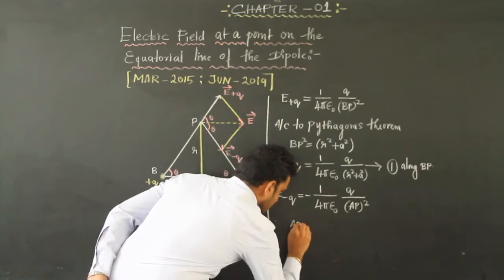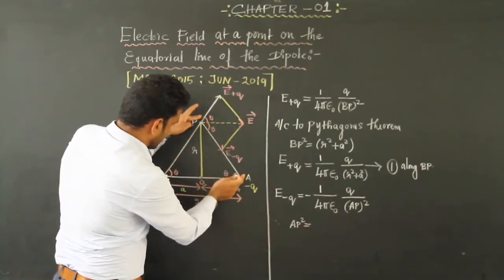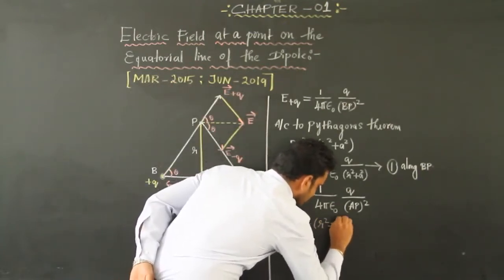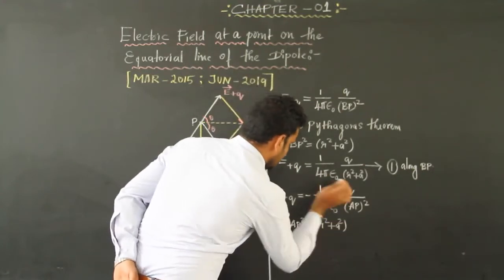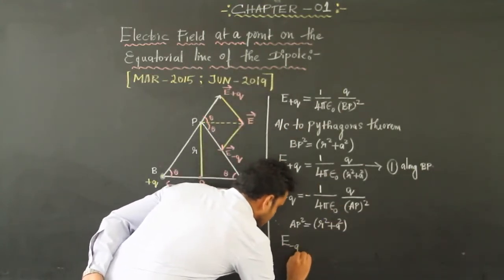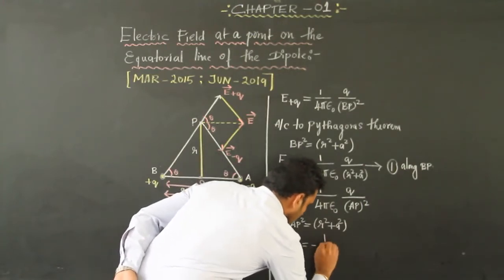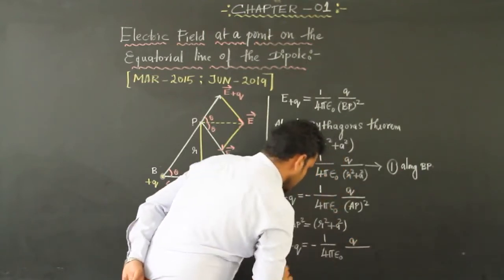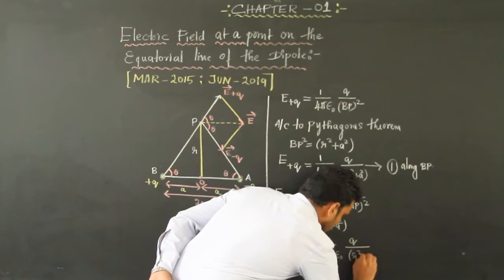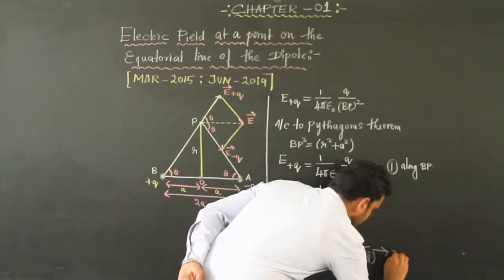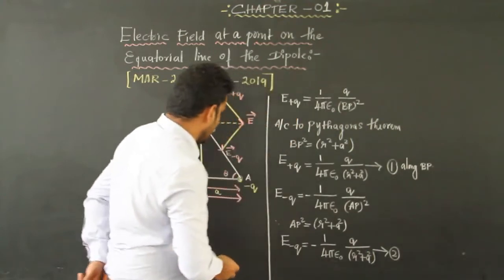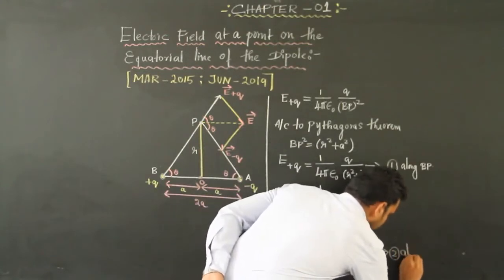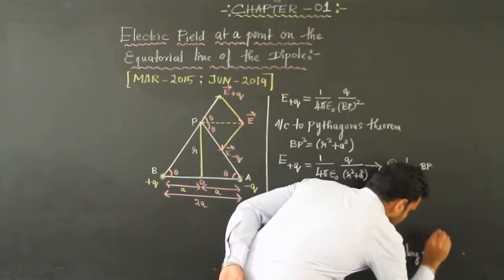Similarly, AP square is again r square plus a square. So I am going to substitute this for AP square. So E minus Q is equal to minus of 1 over 4 pi epsilon naught, Q divided by AP square, which is nothing but r square plus a square, equation number 2. Look at the direction of the electric field due to the negative charge: it is along PA.